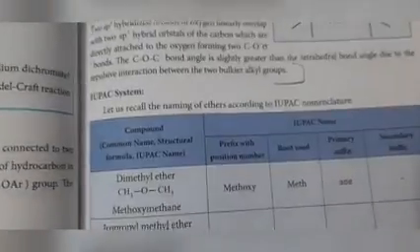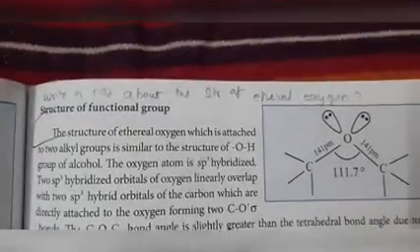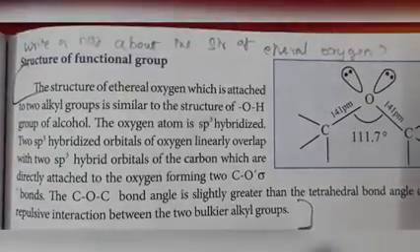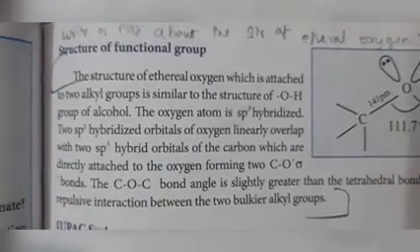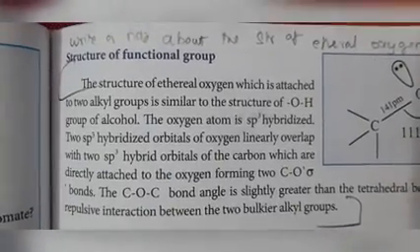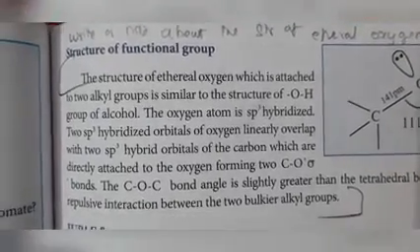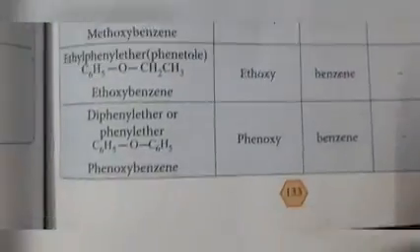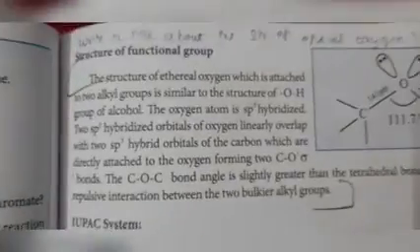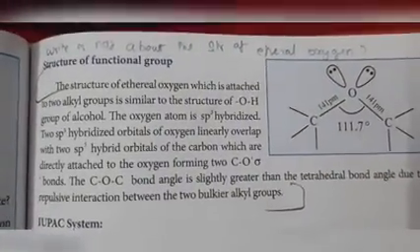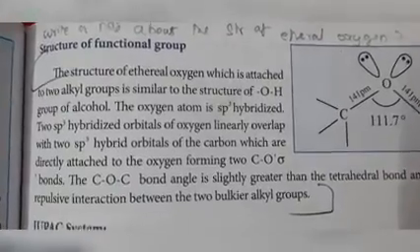The next topic today is the structure of the functional group. Here the functional group is ether. So now we are going to see the structure of ether. For that, take page number 133, which is in the second volume. In this paragraph, 3 points are discussed.